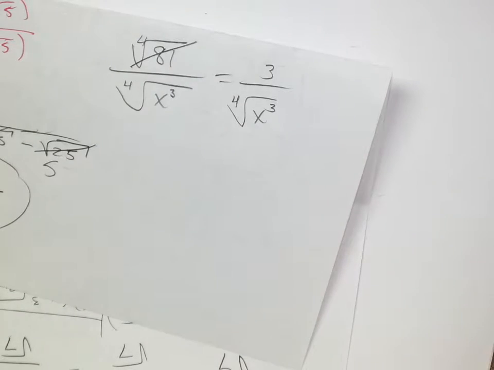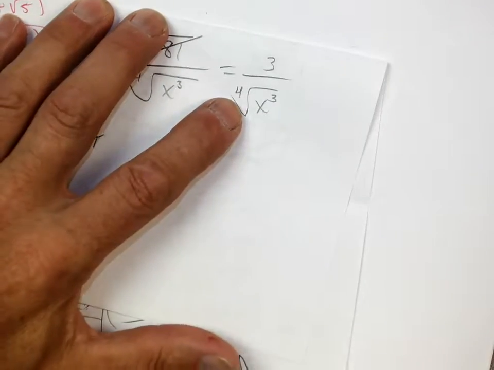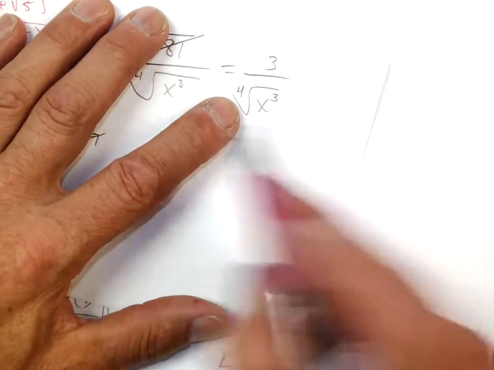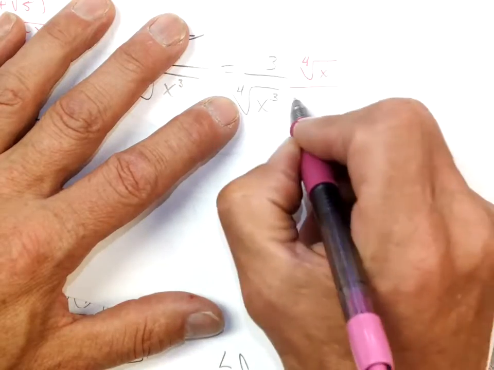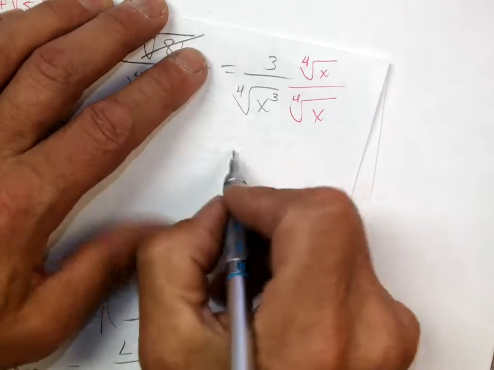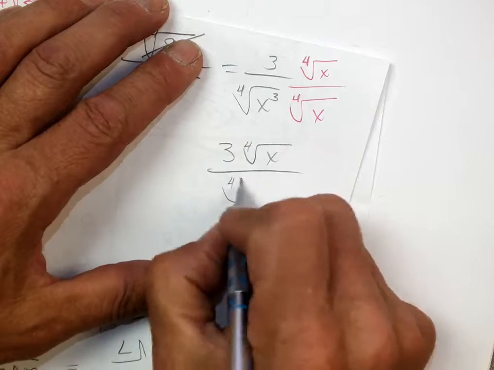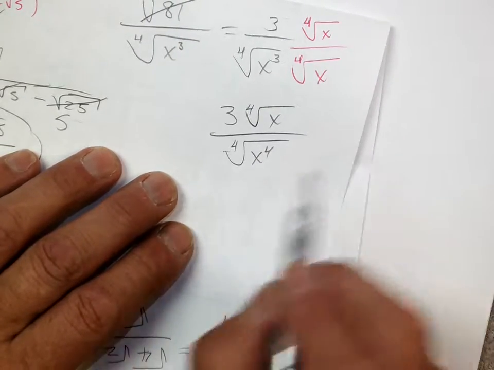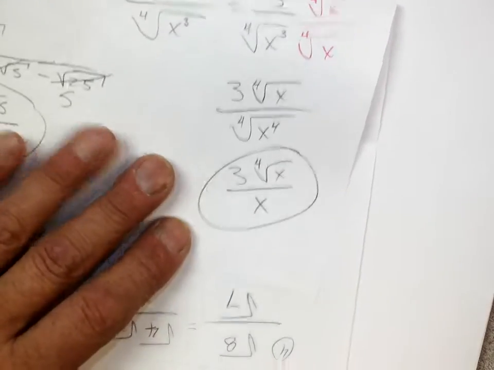Now, we're not supposed to have a square root or a cube root or even a fourth root in the denominator. But if I can make this into x to the 4th, wouldn't I be able to take 1/4 of it? So let's multiply fourth root of x, fourth root of x, and let's see what happens. On the top, we can't do anything about it. That's just going to be plain old 3, fourth root of x over fourth root of x to the 4th, right? But then the cool part is that becomes just x. So I'm left with 3 times the fourth root of x over x. Bam, there it is.